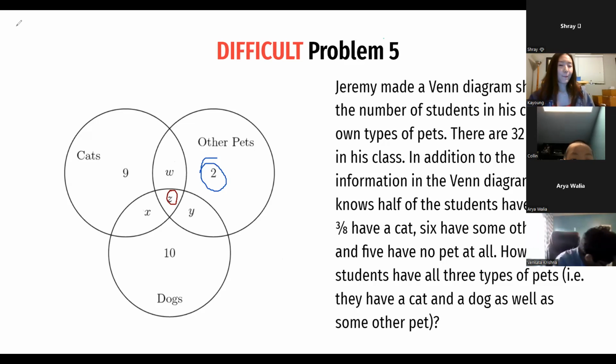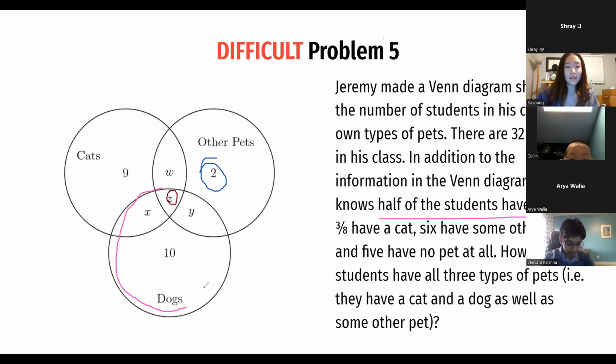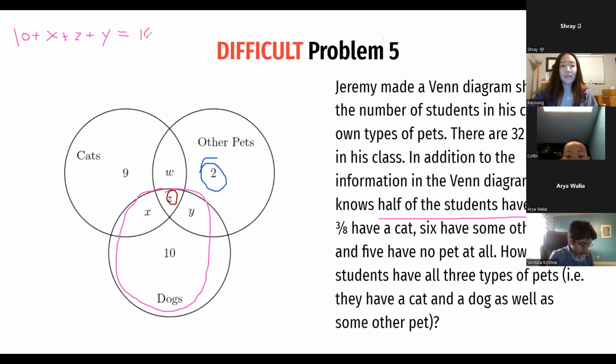Okay, so first, let's look at the first little bit of information. Jeremy knows that half of these students have a dog. Okay, very nice. Lots of people like dogs. So the people that have dogs are everybody that's in this pink circle. So 10 plus x plus z plus y equals what was it? Since there's 32 kids total, half of it, that's 16. Okay, I'm writing way too slow. I'm going to try to do a touch screen.